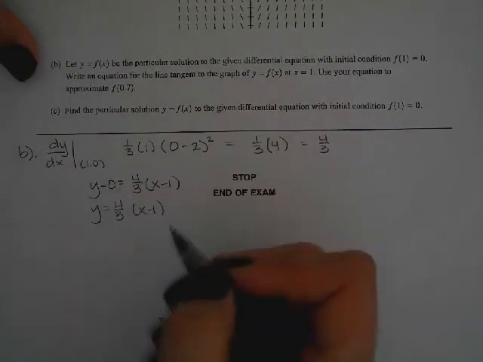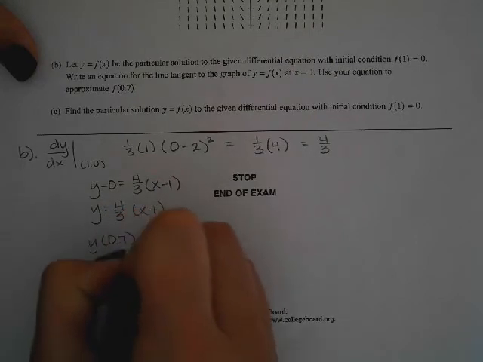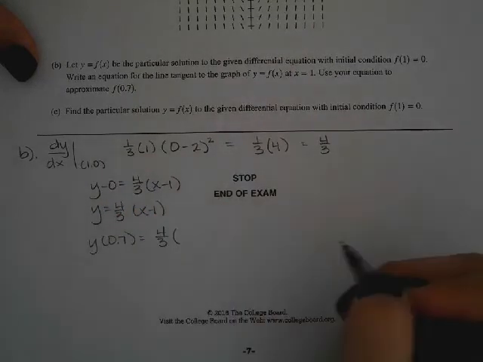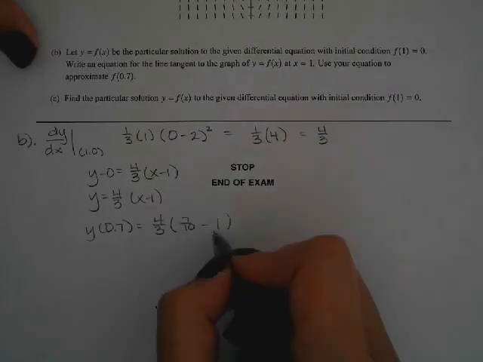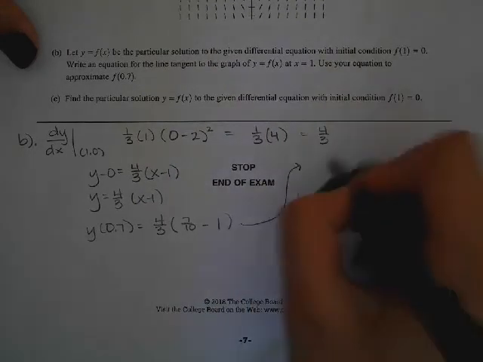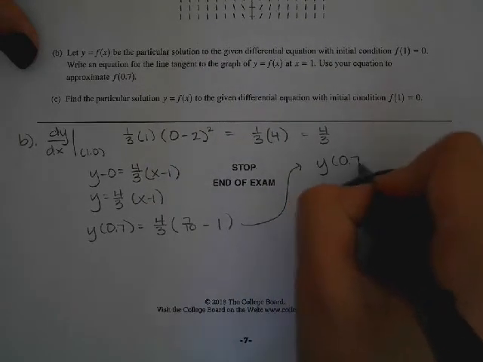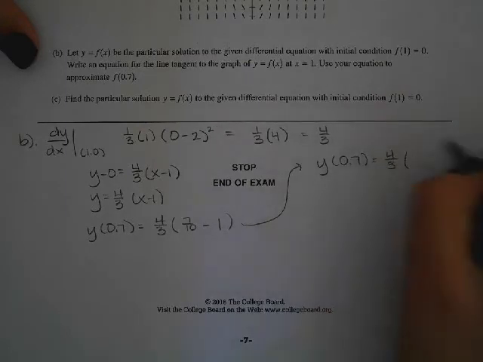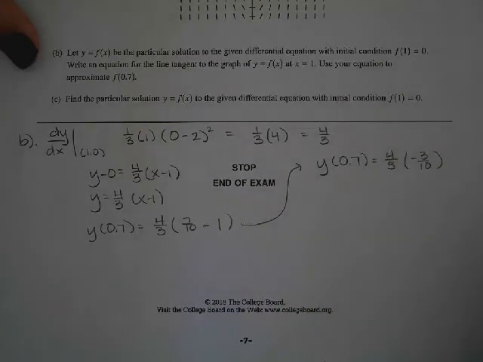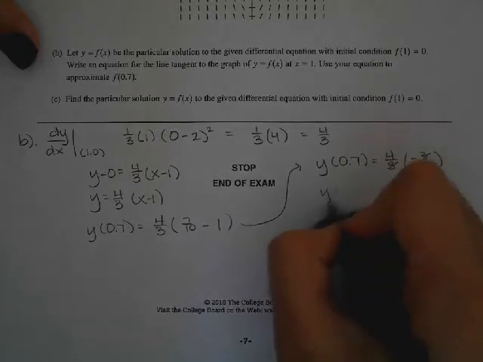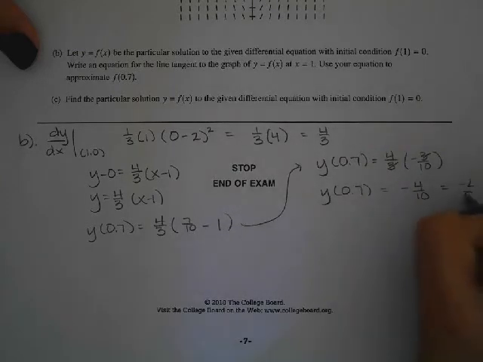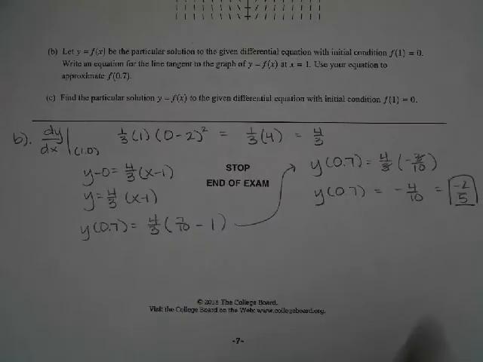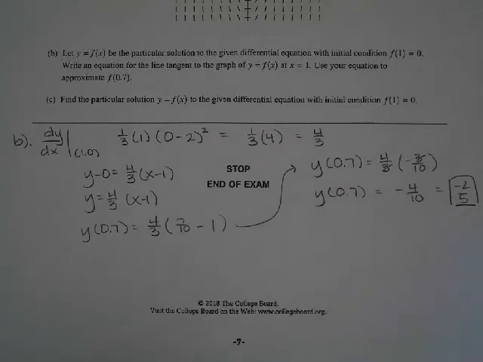And so f of 0.7 would mean I'm going to plug in 0.7. So that's 4/3 times (0.7 minus 1). 0.7 is 7/10, so 7/10 minus 10/10 is -3/10. And so when we plug in 0.7, we get -4/10, which is -2/5. You're welcome to do decimals if you prefer, or honestly probably leave the answer right here. I think that should be okay as well.